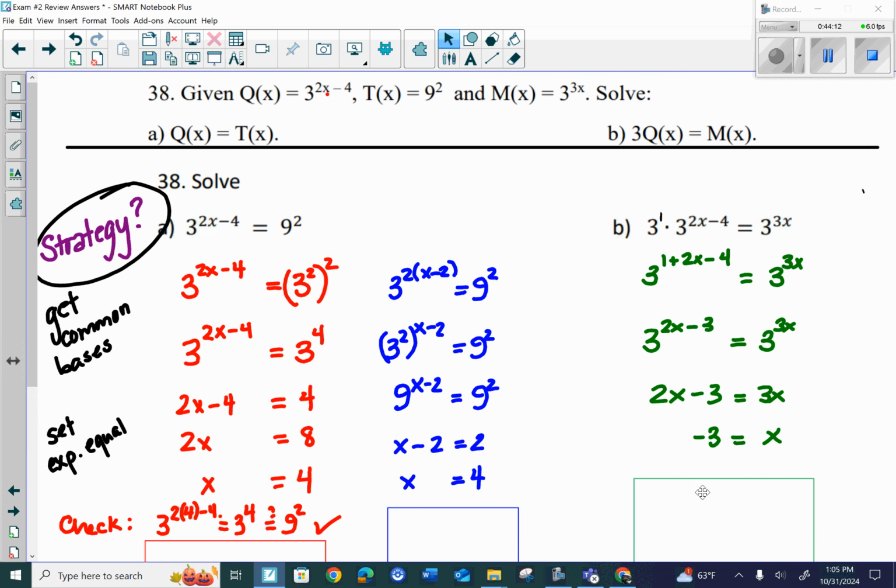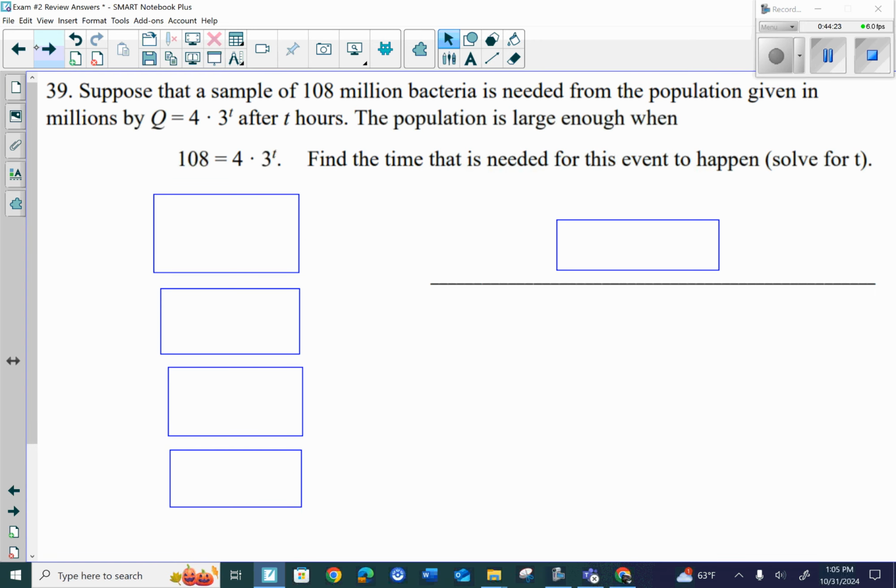Then again, you can check that. I'm not going to take the time here, but you actually should, especially on a test, plug that right back into your original equation, see if it's true. You'll catch errors that way.